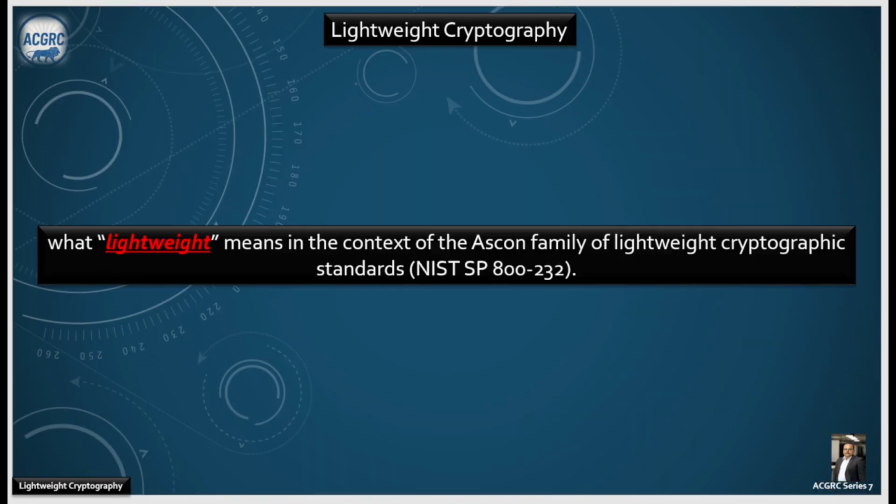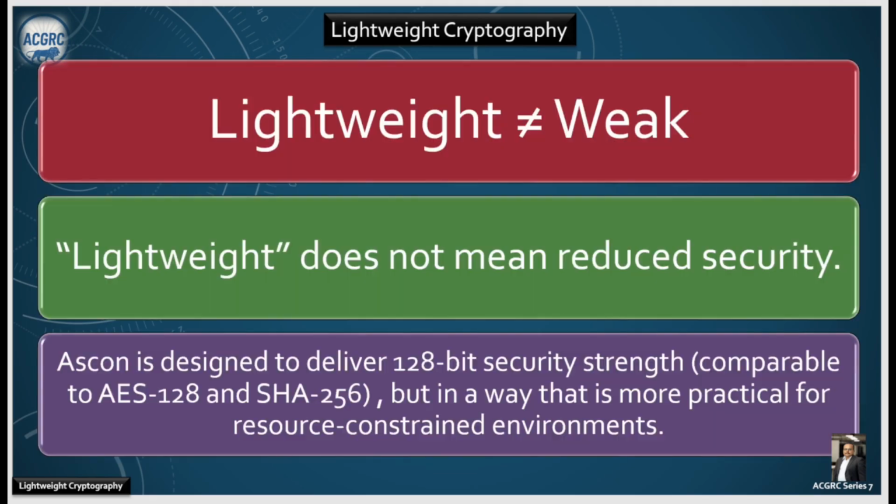What does lightweight mean in the context of the Ascon family of lightweight cryptography standards? Well, lightweight is not equal to weak. Lightweight does not mean reduced security. Ascon is designed to deliver a 128-bit security strength, which is comparable to AES-128 and SHA-256, but in a way that is more practical for resource constrained environments.